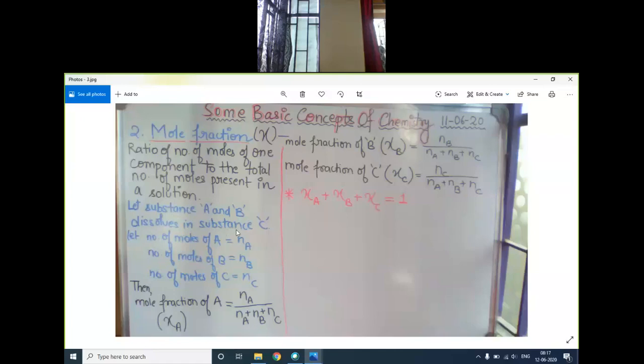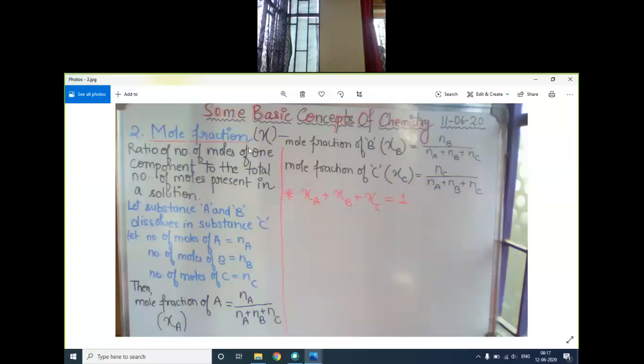A total of 3 components are present in a solution: substance A, substance B and substance C. For each substance we will find out the number of moles. Let Na be the number of moles of A, Nb the number of moles of B, and Nc the number of moles of C. Now you have to find out the mole fraction of each component.